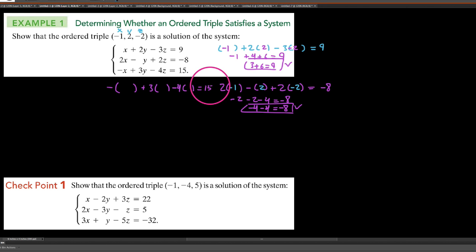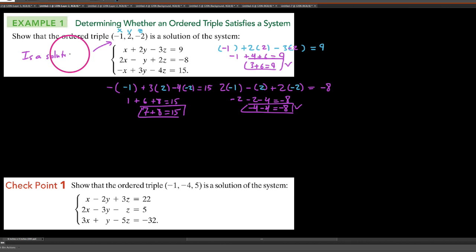We just want to check this. If we plug in -1, 2, and -2, we get a negative negative 1, which is a 1, plus a 3 times 2, which is 6, plus a negative 4 times a negative 2, which is a positive 8. 6 plus 1 first, add that to 8, and we certainly do get 15. So this ordered triple is a solution to our system, because it satisfies all of the equations in the system.